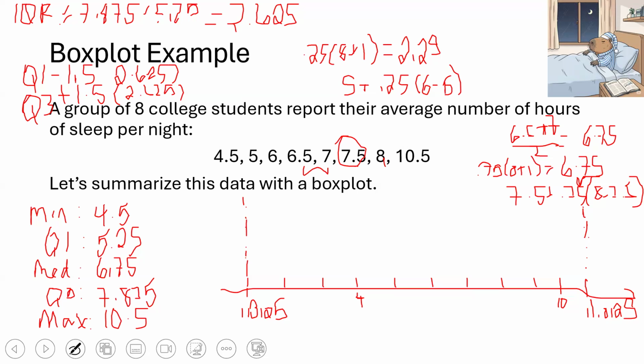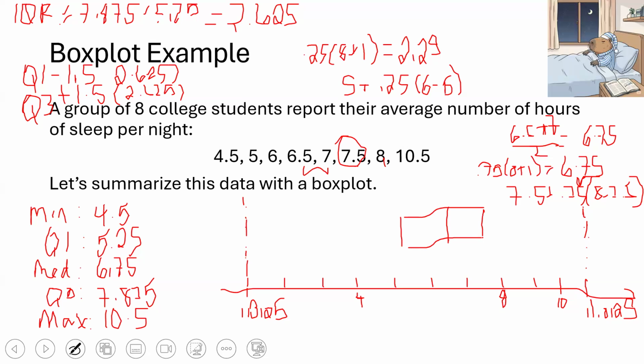Okay, so Q1's at 5.25. 5.25 puts a box here. The median's at 6.75. 5, that's 6. So 6.75 would be right about there. And then Q3 is at 7.875. So 5, 6, 7, this is 8. 7.875 should be a little bit before that, right? So now we draw our box there. There's our box. Imagine those are straight lines. This is supposed to be a straight box.